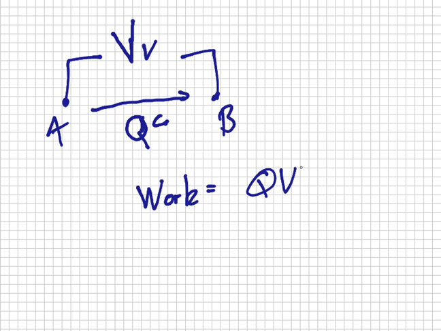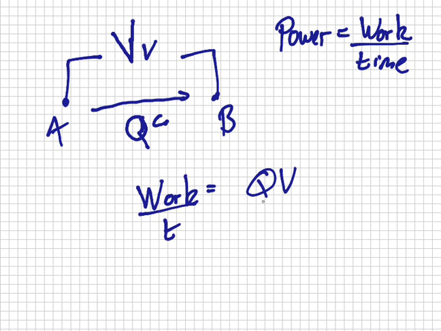Alright, so the work is QV. Right? Now, does anyone remember, I think we talked about power. Do you remember the formula for power? It's work over time. Yes. So I can divide this by time and I get power equals QV over T.